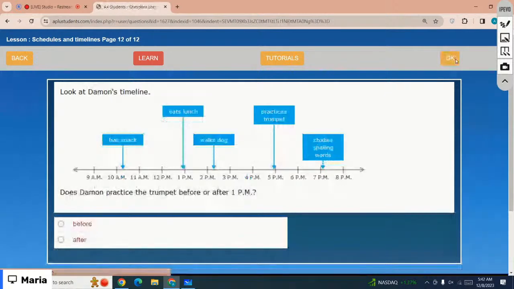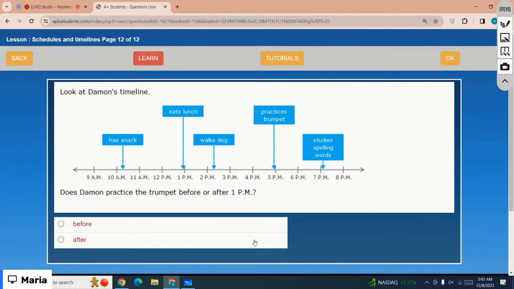Okay, the next one. Look at Damon's timeline. Does Damon practice the trumpet before or after 1 p.m.? Which is the correct option? The correct option is after 1 p.m., right?